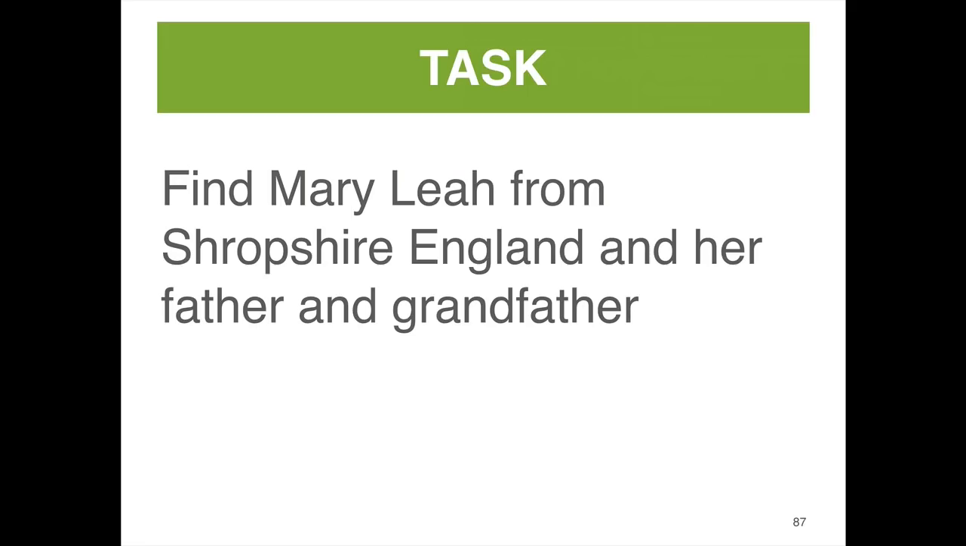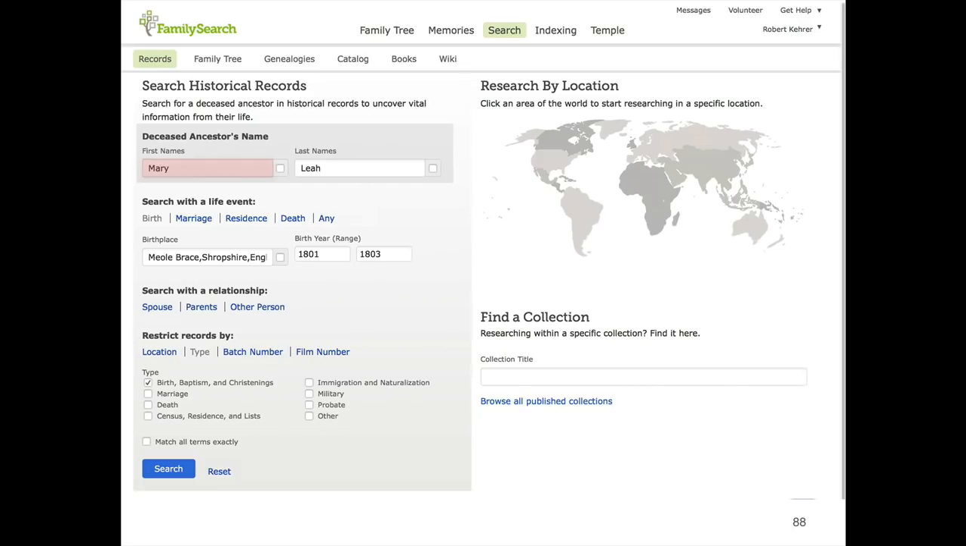Let's go do this. I have a Mary Leah. She's from Shropshire, England, and I want to find her, her father, her grandfather, and reconstitute her family as much as possible. So to do that, I'm going to do a search. It's the logical first thing to do. I put in Mary Leah. I put in her birthplace, Milbrae, Shropshire. I put in a date range that covers the year she was born. And I told the system I only want records of type birth or birth-like.